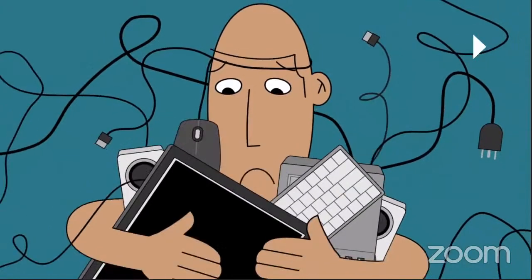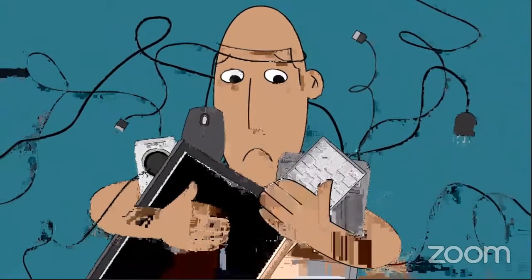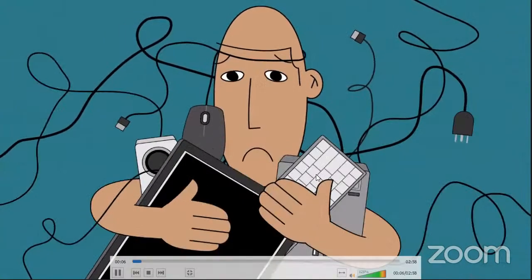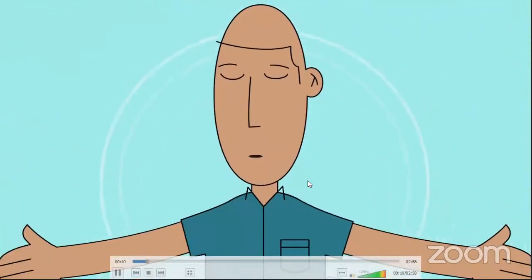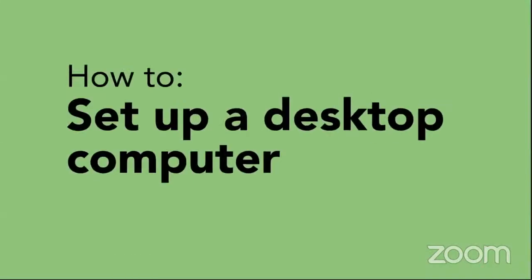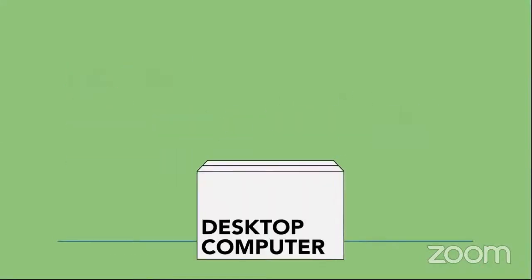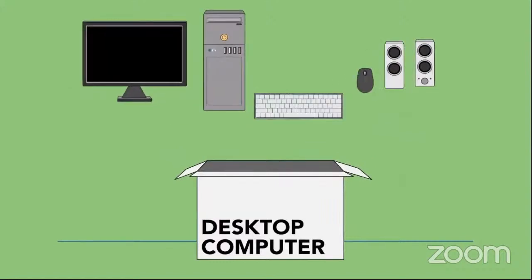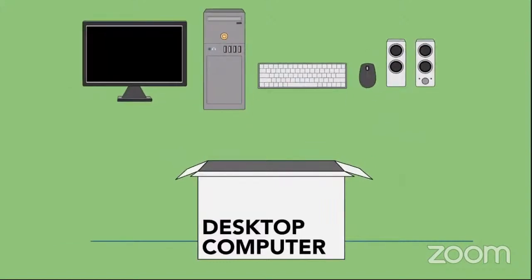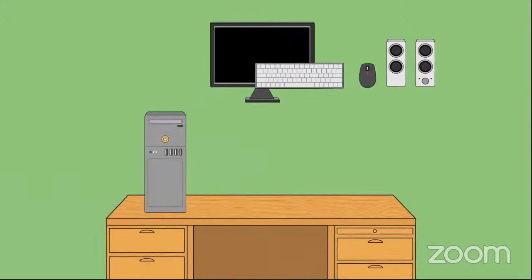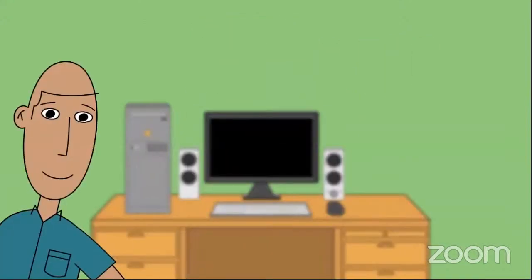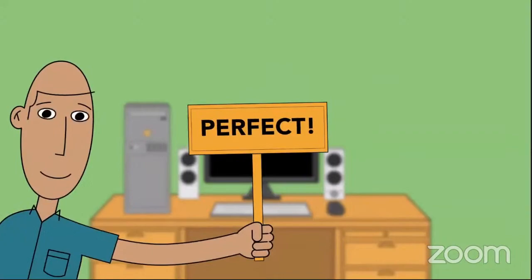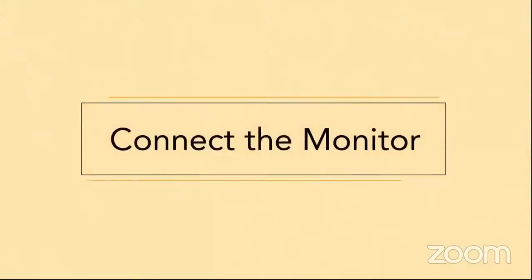Are you having trouble putting your computer together? Are you feeling overwhelmed? Don't worry. Take a deep breath. We're going to show you, step by step, how to set up a desktop computer. First, unpack everything from the box and remove any plastic covering or protective tape. Think about where you want your workspace to go and how you want to arrange the different components before you start plugging things in.